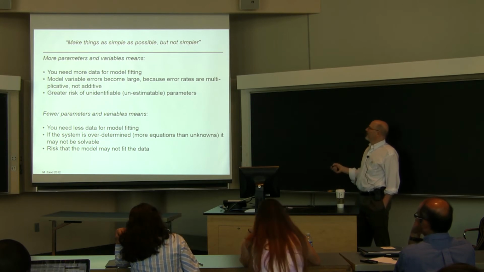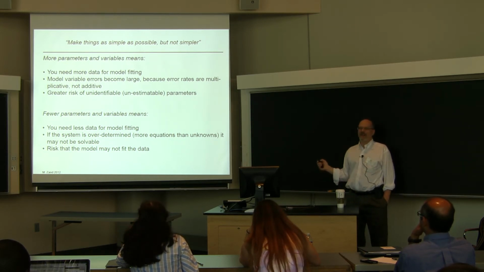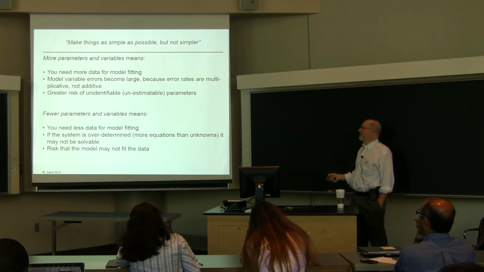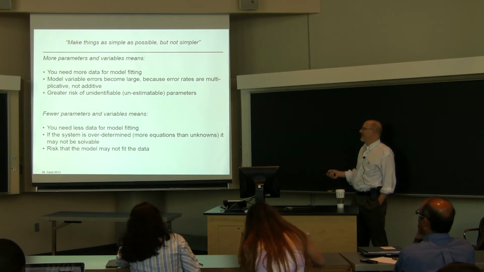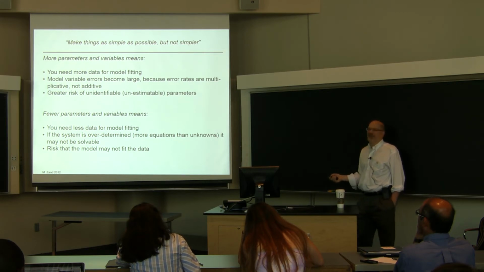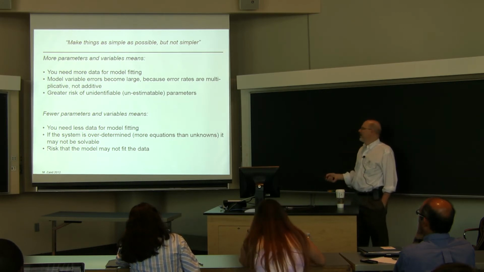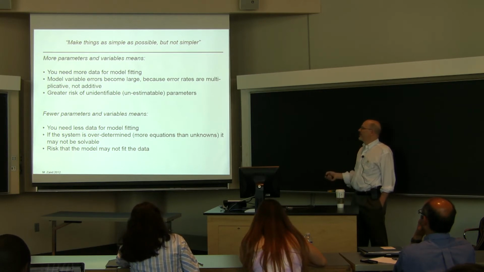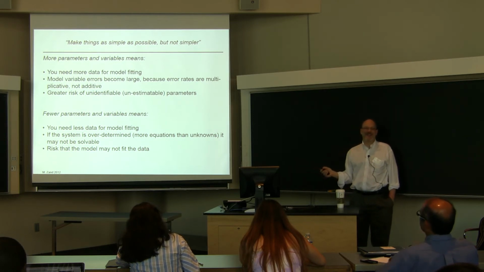Okay? Greater risk of unidentifiable parameters, meaning if you have a lot more variables, you may not be able to estimate some of the parameters, or if you have more parameters, you may not be able to estimate those things. Fewer parameters and variables: you need less data for model fitting. That's a good thing, right? But if the system is overdetermined, you've got many more equations than unknowns, it might not be solvable. And there's the risk that the model may not fit the data. So your model's wrong. It's too simple. So immunologists tend to emphasize this part. Our statistical and modeling colleagues tend to emphasize this part.